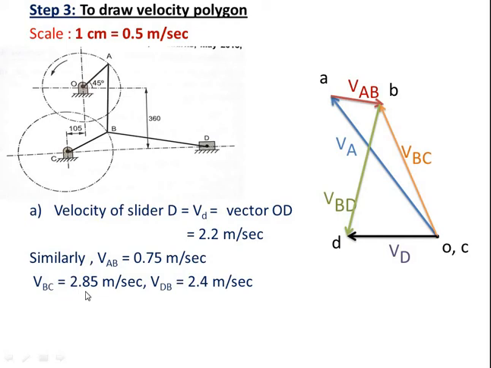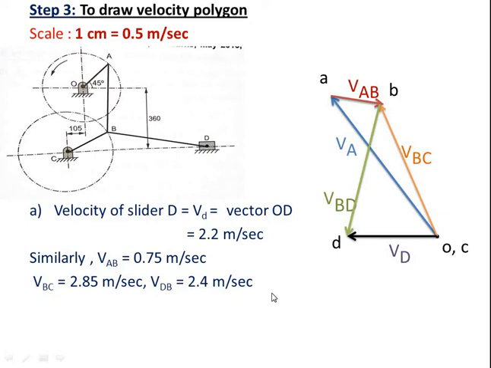Similarly, we can get the velocity of vector BC. Measure this distance BC, the actual distance in this velocity polygon, multiplied by scale, it will give you 2.85 meter per second. Similarly, for the velocity vector DB, measure this distance DB, multiplied by scale, it will give you the velocity of DB as 2.4 meter per second.